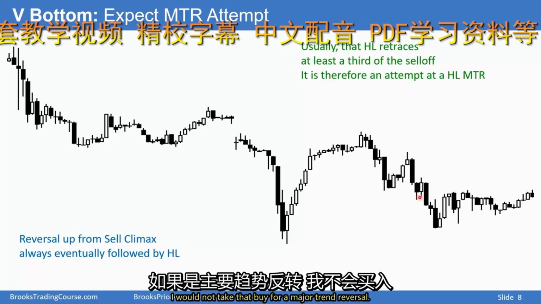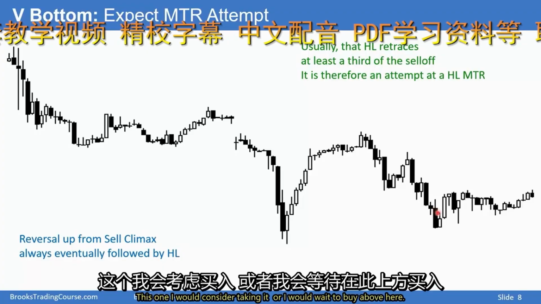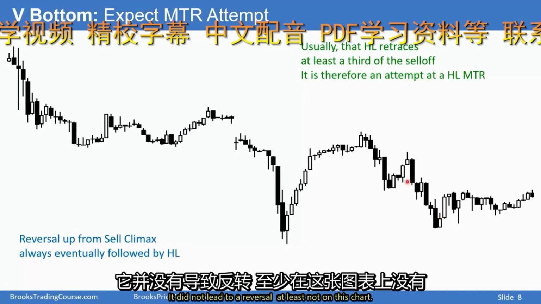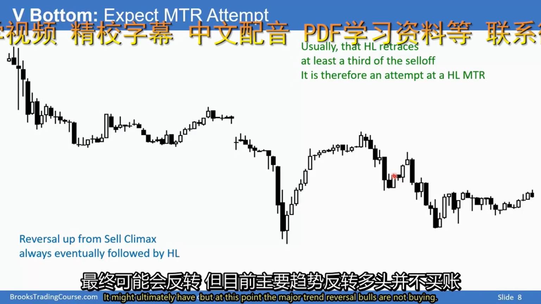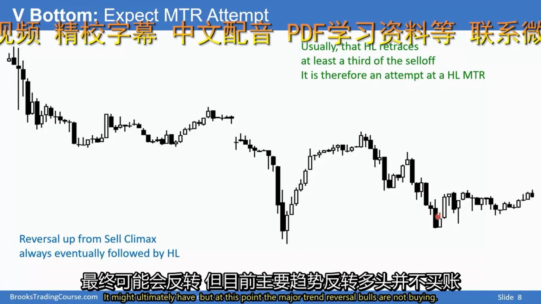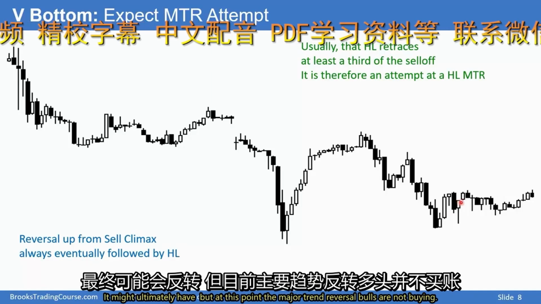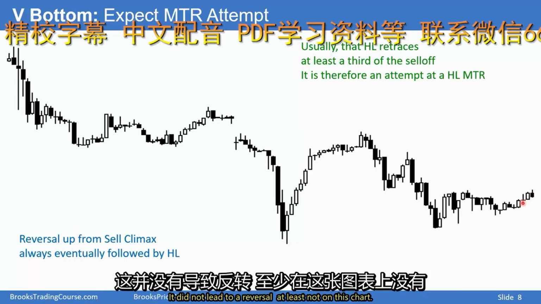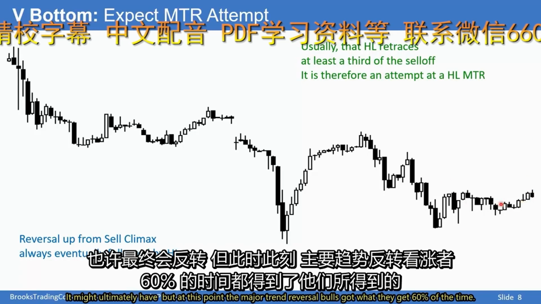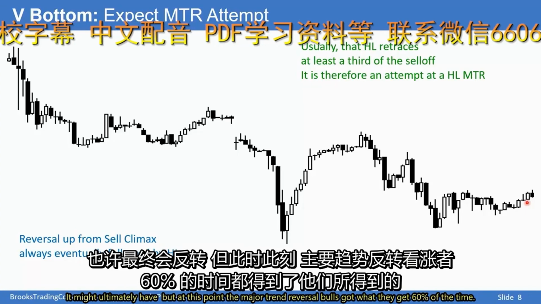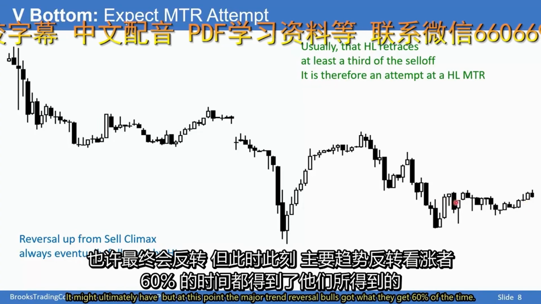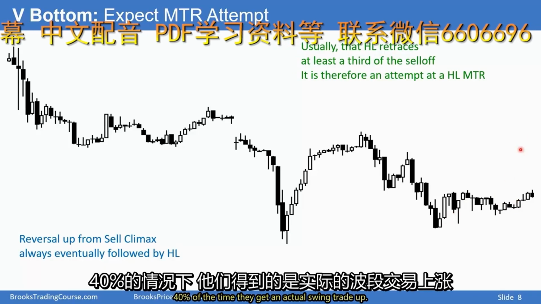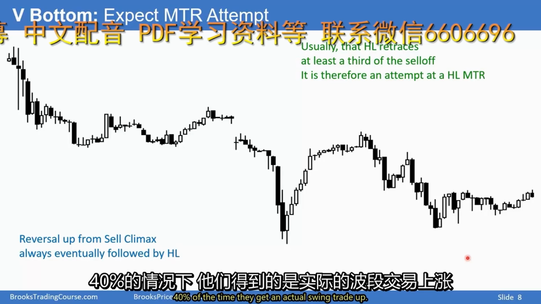This is a higher low major trend reversal, as is this. Here, at least you have an IOI with a bull bar, so a second entry buy. This is a higher probability buy. I would not take that buy for a major trend reversal. This one I would consider taking it, or I would wait to buy above here. It did not lead to a reversal, at least not on this chart. It might ultimately have, but at this point, the major trend reversal bulls got what they get 60% of the time, either a small win or a small loss. 40% of the time, they get an actual swing trade up.